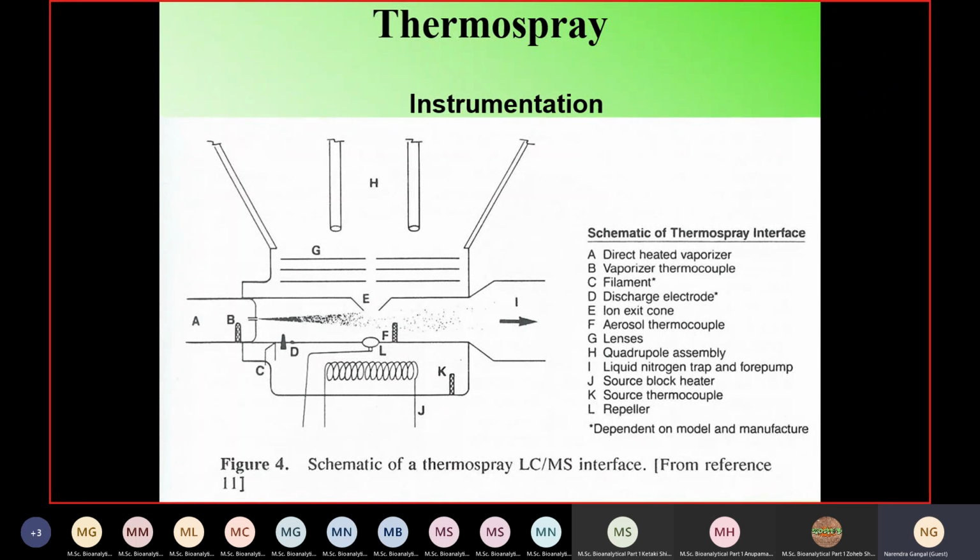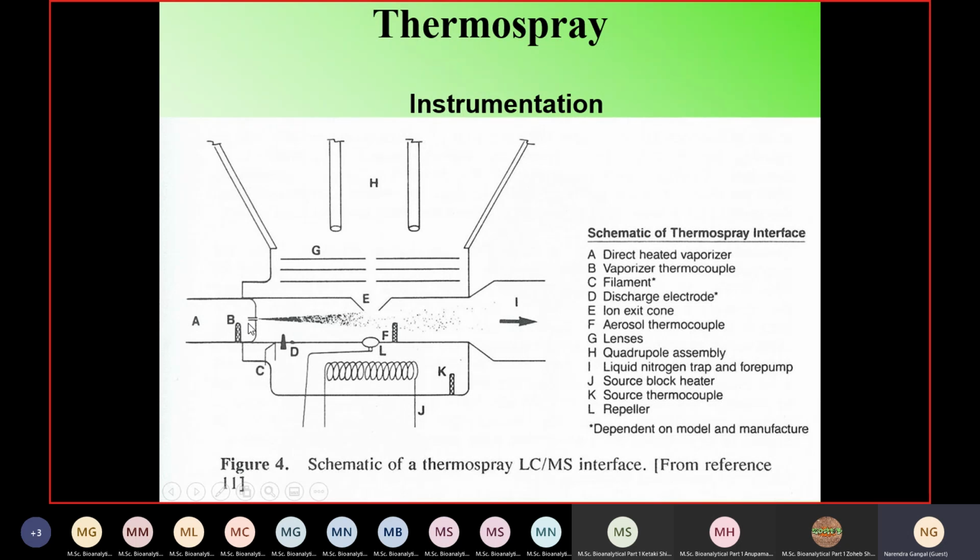Then D is the discharge electrode. Then E is the ion exit cone. So this is the ion exit cone. Now you can imagine A and B, you are seeing this is the portion from which my liquid from the liquid chromatograph is coming out.